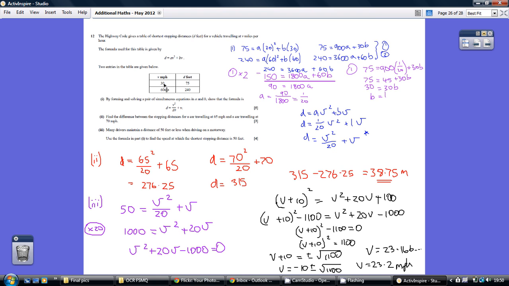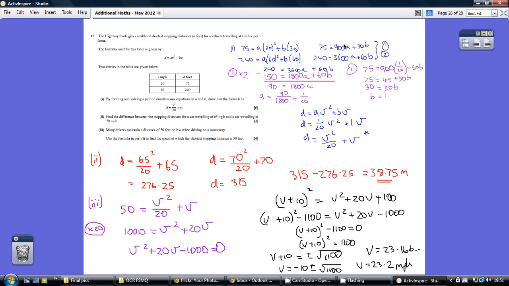So start off by substituting in V and D being these two numbers, which I've done here, which simplifies to this, and then substitute in V and D being these two numbers, which I've done here, which simplifies to this. So we have a pretty straightforward simultaneous to solve.